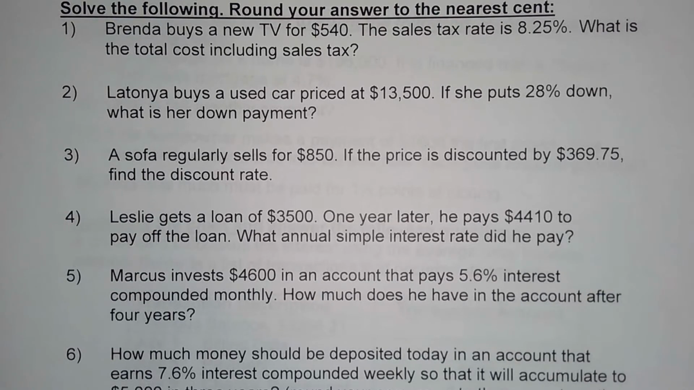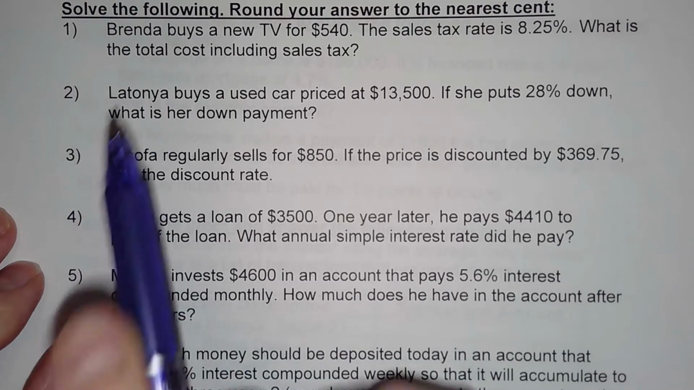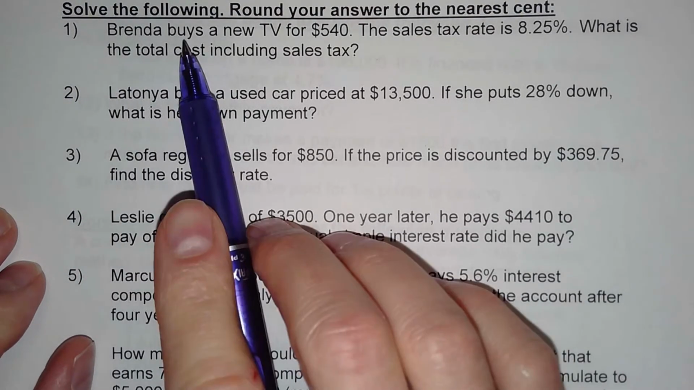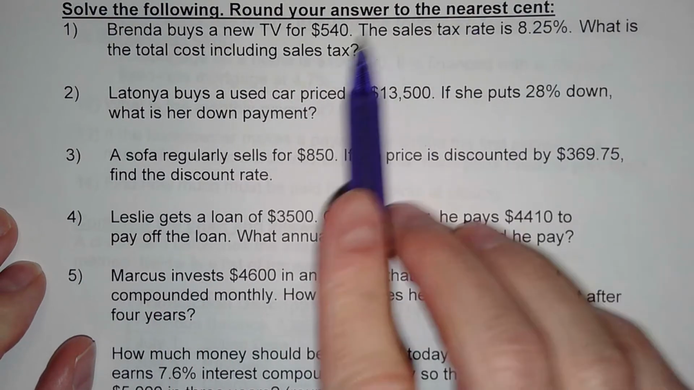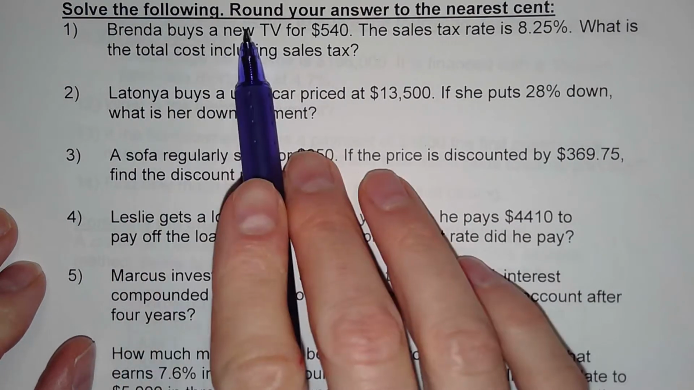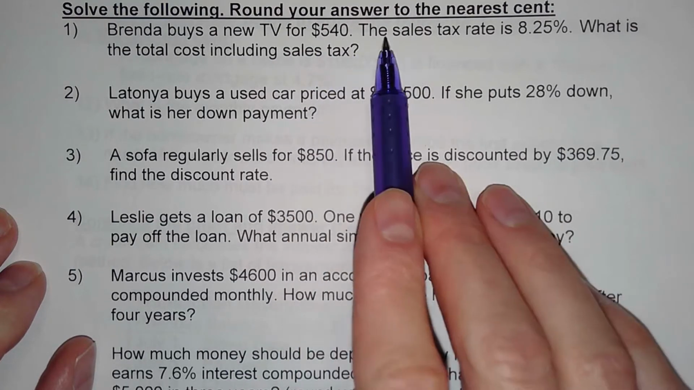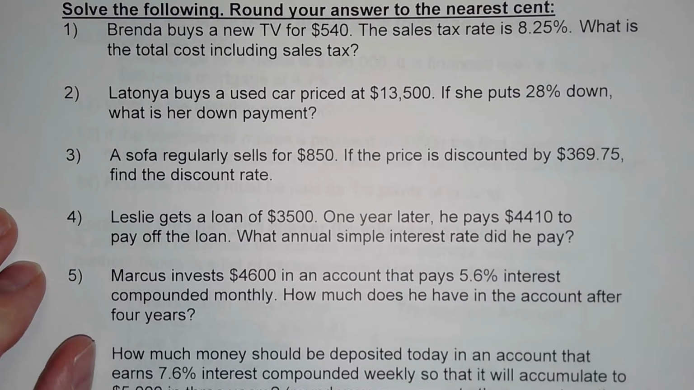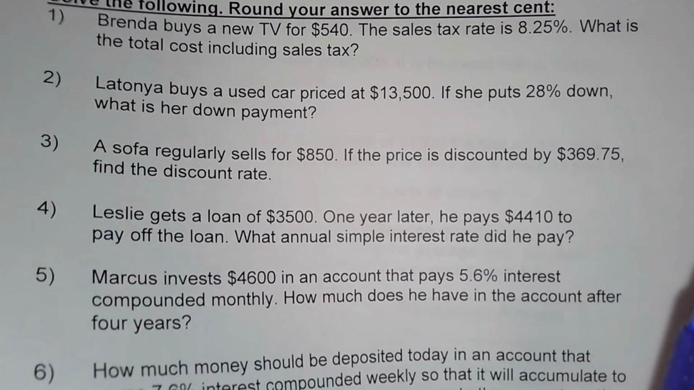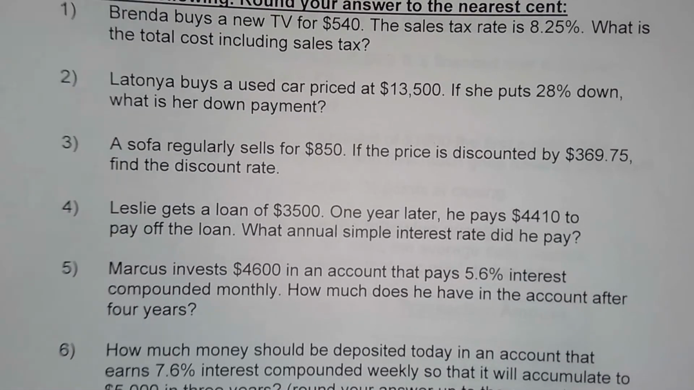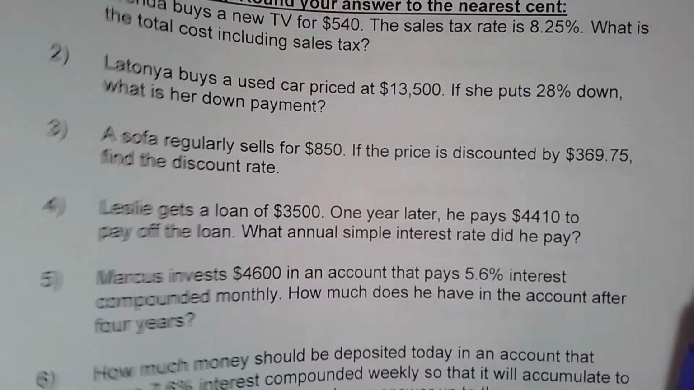Test drive to help us get ready for the third test. And we're going to be working on solving the following. Round our answers to the nearest cent. Brenda buys a new TV for $540. The sales tax rate is 8.25%. What's the total cost, including sales tax?